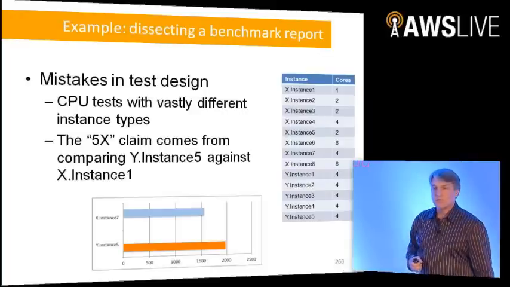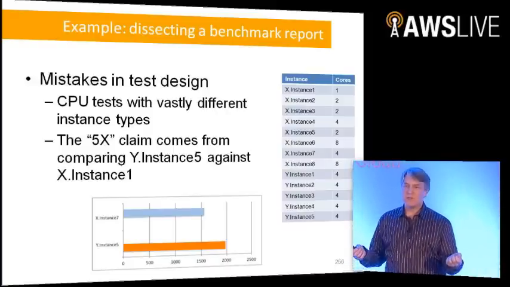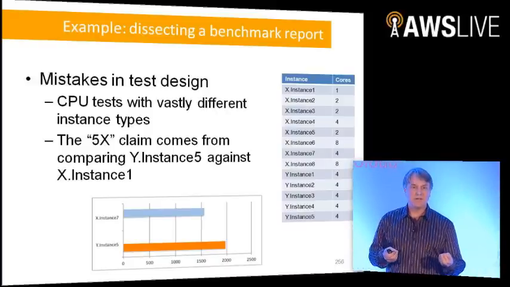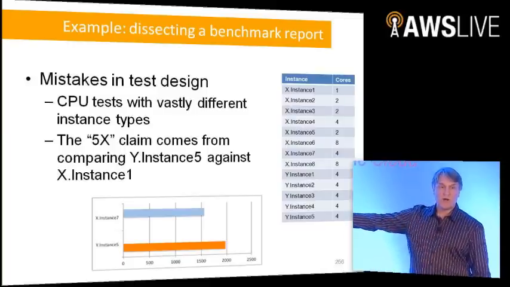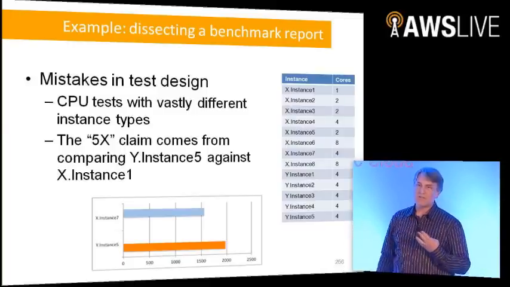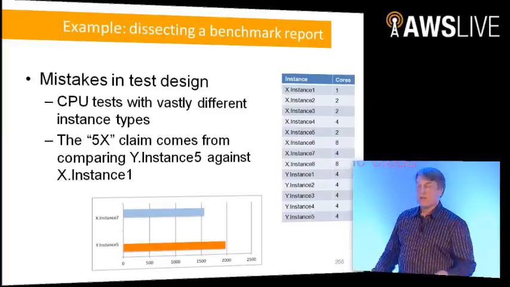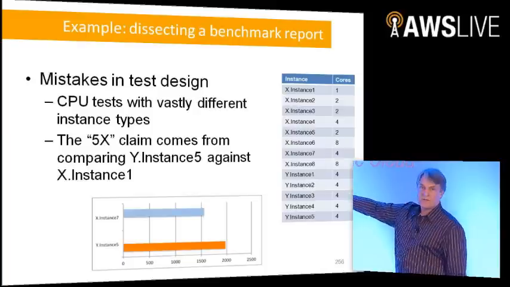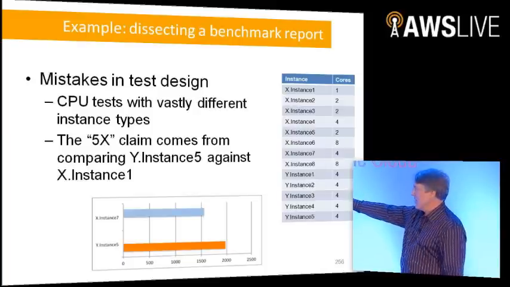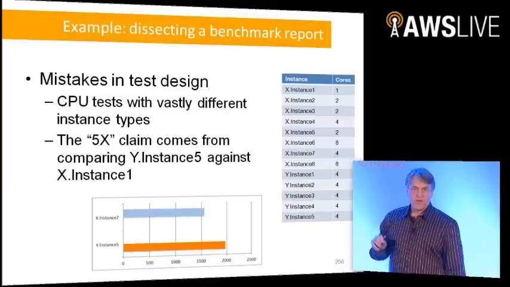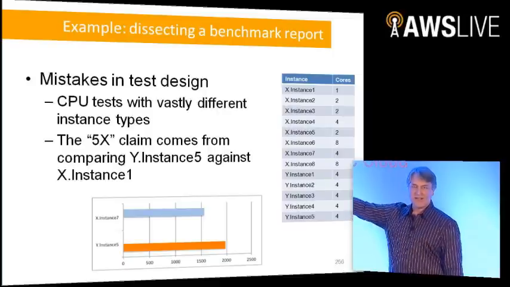The first problem with this was fundamentally a design problem. If you're going to compare 2 things, the fairest comparison would be to get 2 things that are rather similar. There were 8 different instance types in X. There were 5 different instance types in Y. All of Y's instance types had 4 processors. They were all identical. The only difference between Y instances was the amount of memory. The X had a variety of configurations, with the smallest one having 1 core, a slow core, to the biggest one having 8 cores. Their 5X claim was based on their fastest result for one of their 4-core systems against the 1-core system.